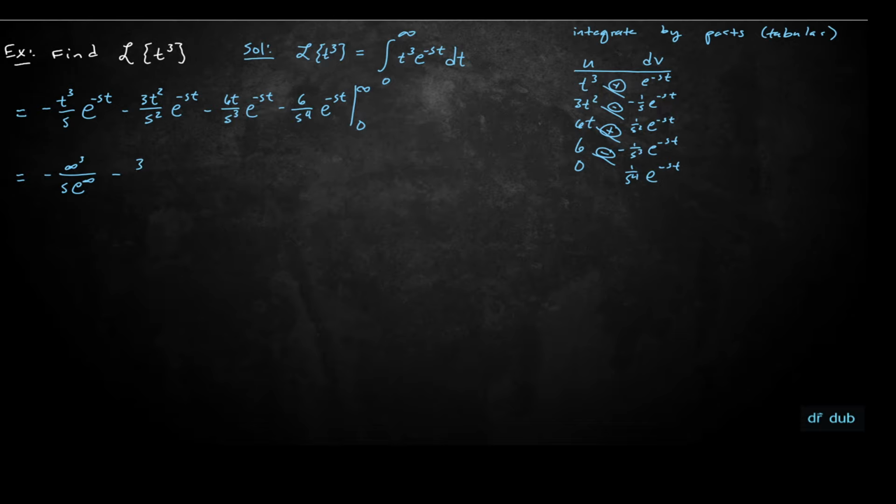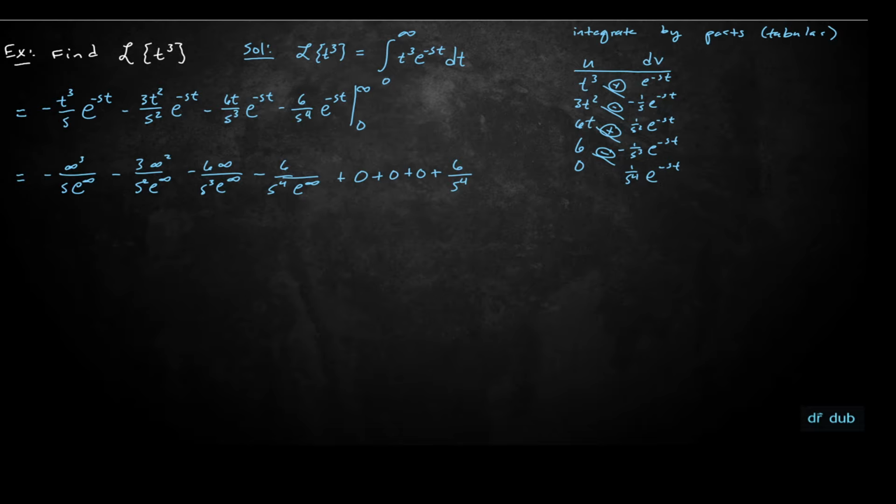minus 3 infinity squared over s squared e to the infinity, minus 6 infinity over s cubed e to the infinity, minus 6 over s to the 4 e to the infinity, plus 0 plus 0 plus 0 plus 6 over s to the 4 after you plug in 0 for all those t's. And I'm putting plus signs because it's minus minus.